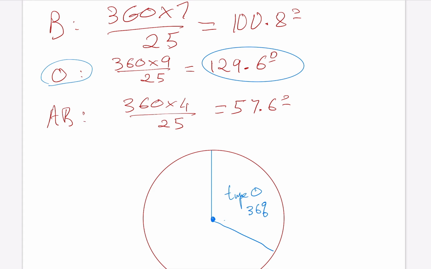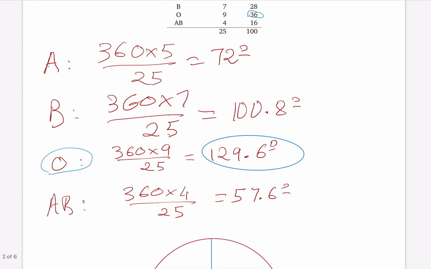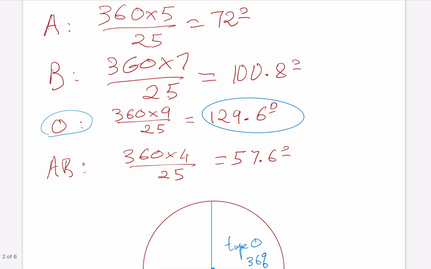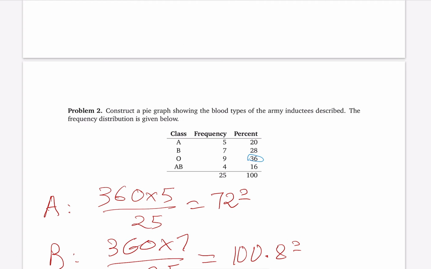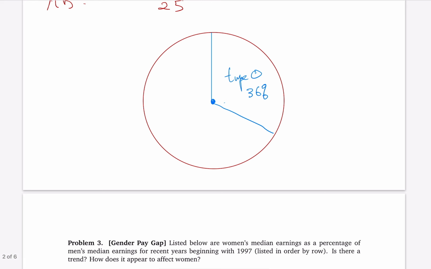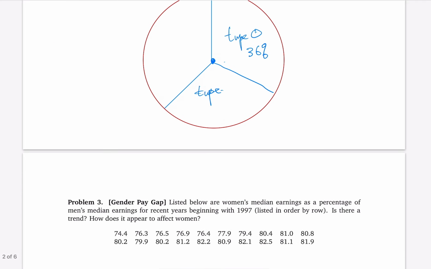Draw according to the degree, and the next higher one is 100.8, which is blood type B. B is 100.8 degrees, and B is 28%. The 28% can be represented here, as 28%, for example. Type B is 28%.